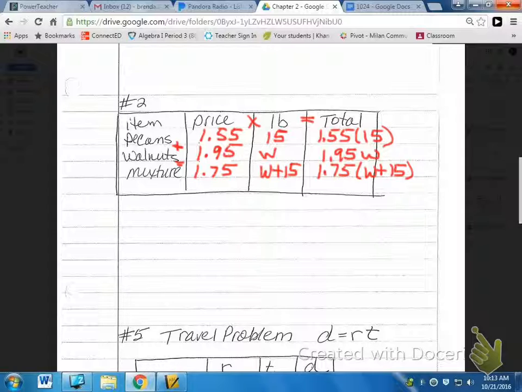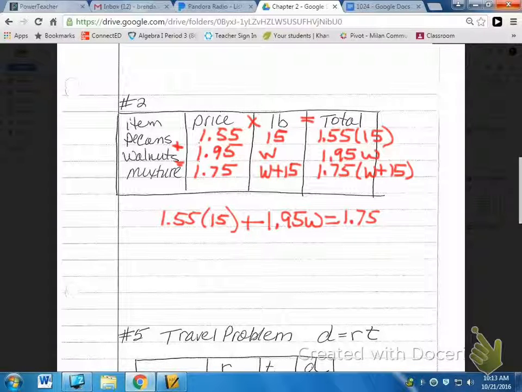Okay, you think you could write the equation? What's the first thing I should put, do you think? Josh? $1.55 times 15 plus what, Megan? $1.95 W equals what? $1.75 times the quantity W plus 15. Yeah. Okay, so do you see how that's the same mixture? Top line plus second line equals third line. So that's not so bad. Once you get that table filled in, you should be good to go.